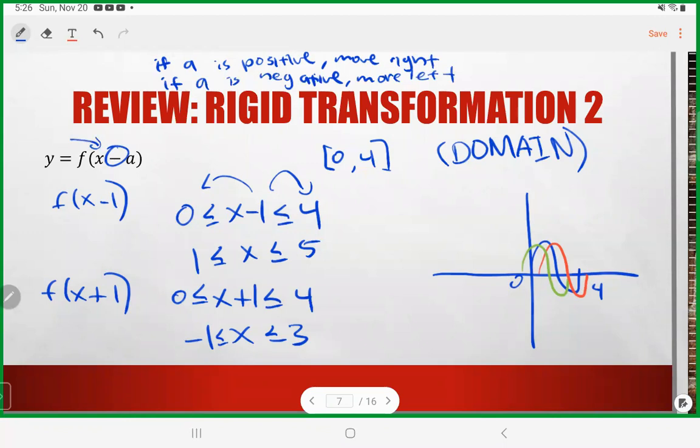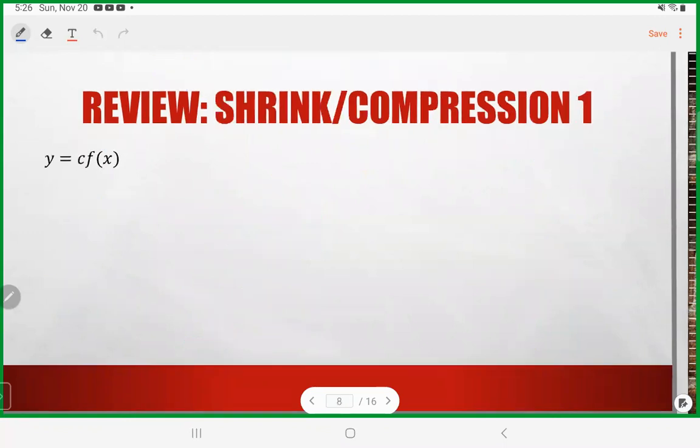Okay, so now let's move on to the shrinks and the compressions. So this one, just like the first rigid transformation, is very self-explanatory because it's not affecting the x, it's affecting the y. So it does what you would expect.